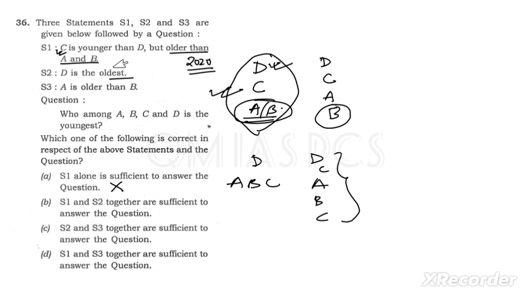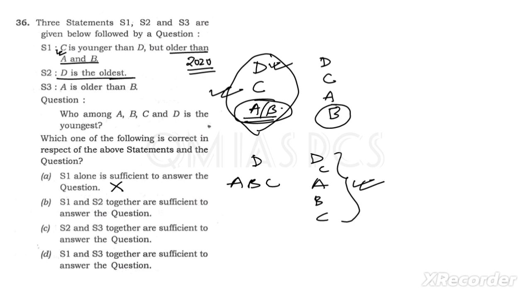S2 and S3, this is about S3 and S2. Again we are not getting which one is youngest. Then the last one, S1 and S3. S1 and S3 means what? If you remove S2, D is the oldest, so we don't require which one is oldest, we require which one is youngest, right?